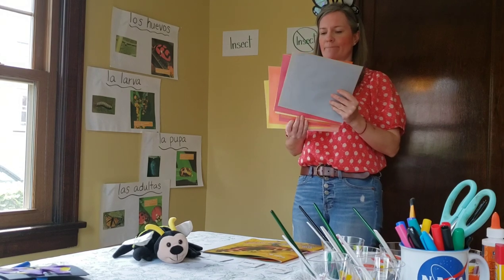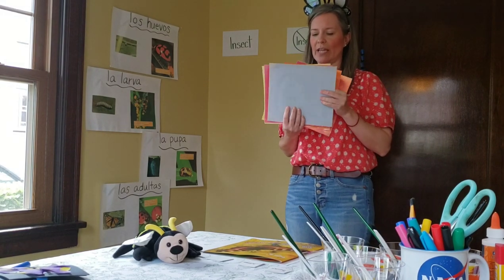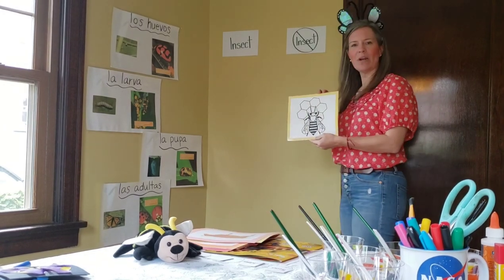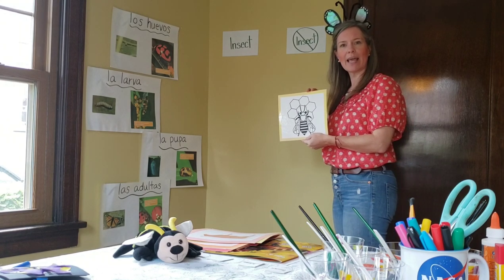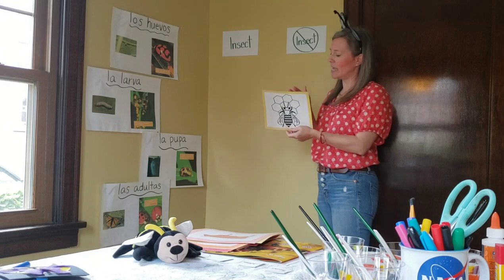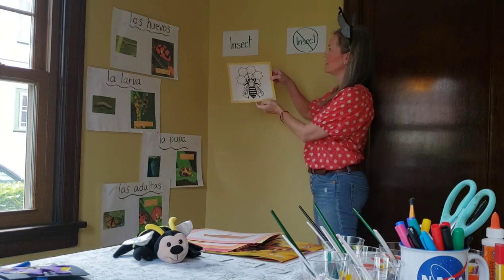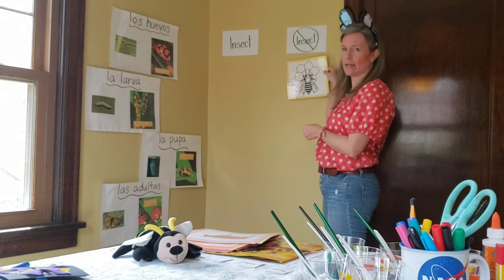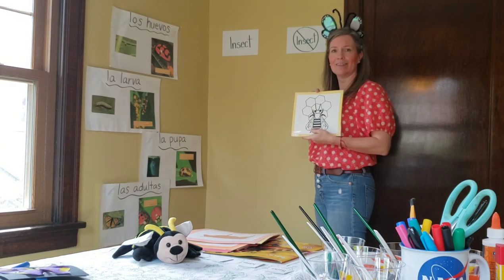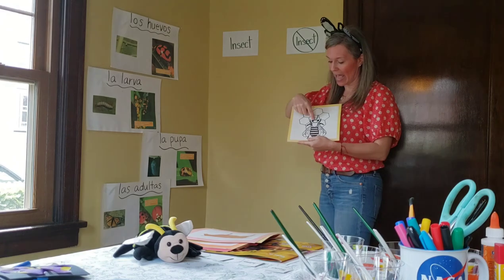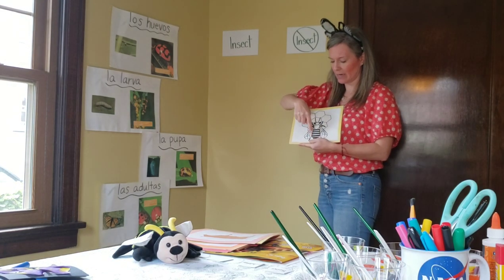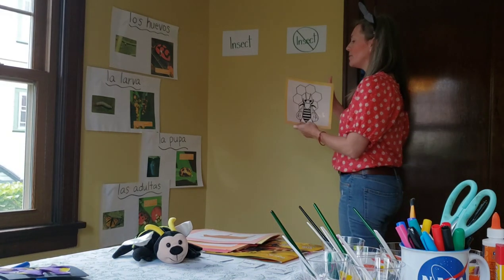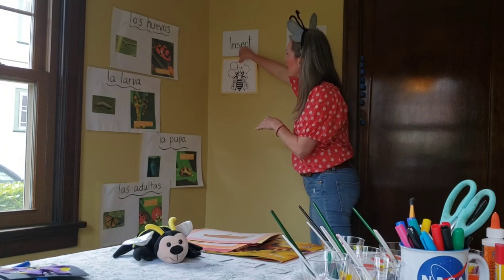So let's see. First one I'm gonna show, no, that one is too tricky. We'll start with this one. What is this? What is that? Yep, it's a bee. Is a bee an insect? That says insect. And this means no, not an insect. Is it an insect or not an insect? You're right, it's an insect. Head, thorax, abdomen. It also has six legs. 1, 2, 3, 4, 5, 6. It's an insect. So we're gonna put that one under the word insect right here.